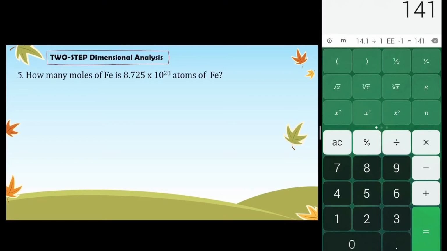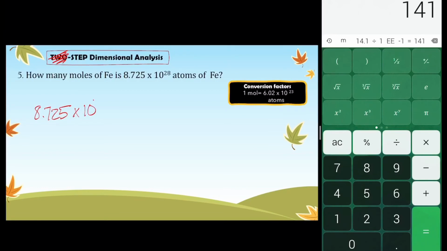Number 5 is a mole conversion. How many moles of Fe, which is iron, is equivalent to 8.725 times 10 to the power of 28 atoms of iron? So our conversion factor is going to be 1 mole equals 6.02 times 10 to the power of 23 atoms. This is a one-step problem.